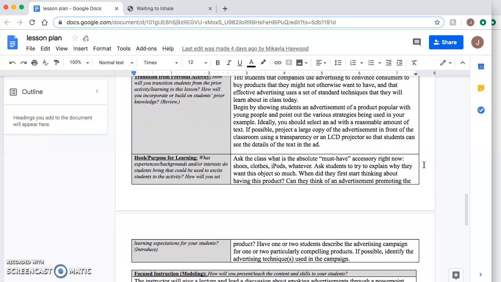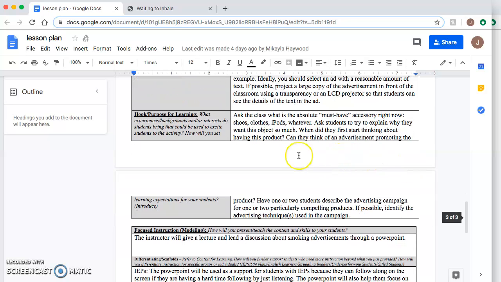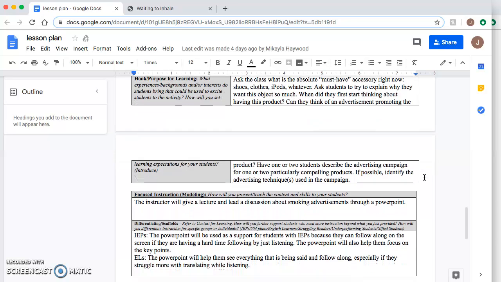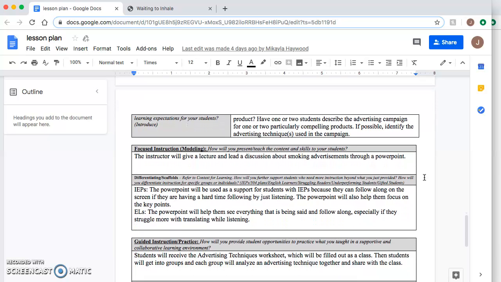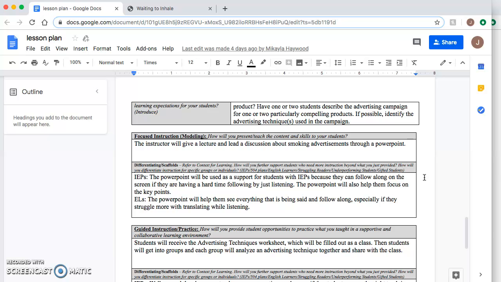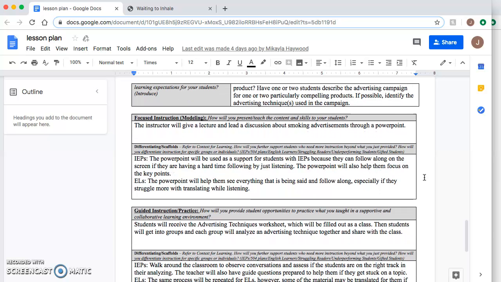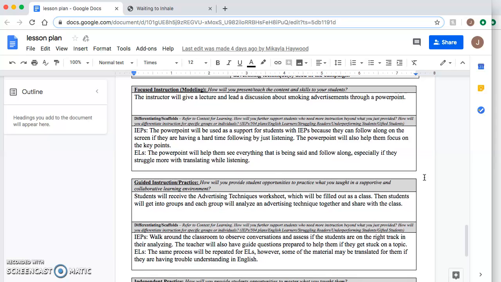And of course, having a good hook. How are we drawing our students' interest into the lesson, which is once again the must-have accessory. What's the big item, whether it's shoes or iPods or the latest phone, and having students be able to identify those advertising strategies and how they're hooking them into it. And likewise, we're going to be using that too to hook them into our lesson. So it works twofold here.